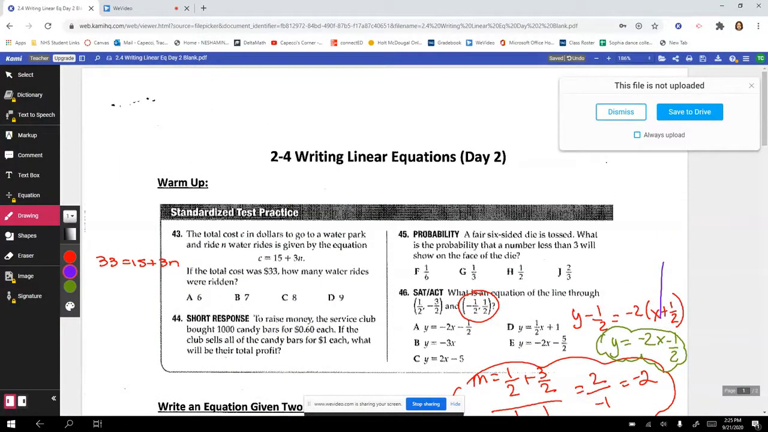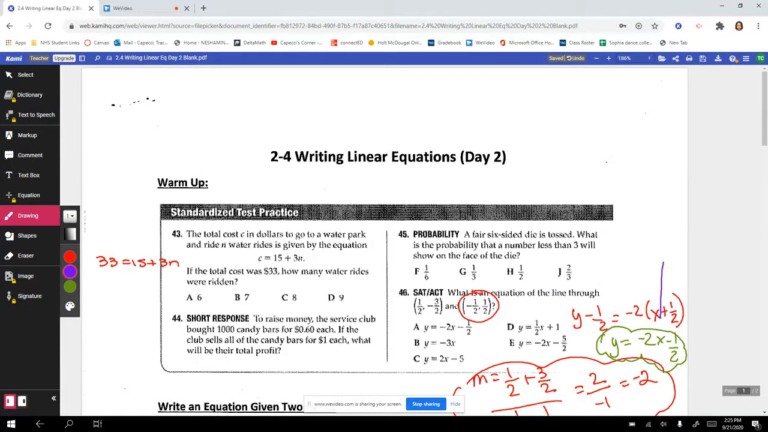Today on Capechi's Corner, we're going to look at writing linear equations, and this is day 2. We have a couple warm-up questions that are just good ones to get that brain going, so let's take a look.